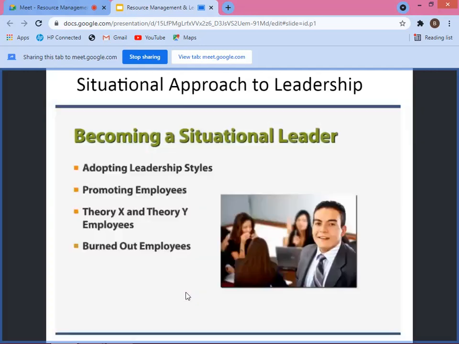Okay. Becoming a situational leader: adopting leadership styles, promoting employees, theory X and theory Y employees, and burnout employees. This is the thing that you have to avoid. Otherwise, you're going to have more turnover of employees, and that's going to be a big problem for you.